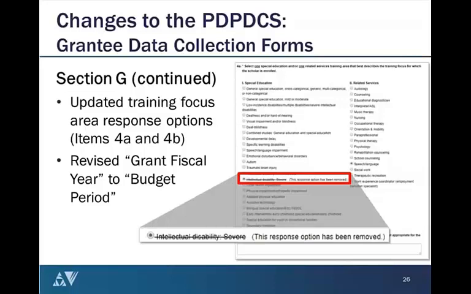Okay, so there were also changes made to the grantee data collection forms. In Section G, the scholar training prior to enrollment was also removed as it was burdensome, again, on grantees and no longer necessary to collect. Similarly to Section F, the options within items 4A and B were revised to better reflect the appropriate terminology in the special education field, including eliminating certain responses. The term grant fiscal year was also changed to budget period to reduce confusion and align language with the language used in the annual performance report.